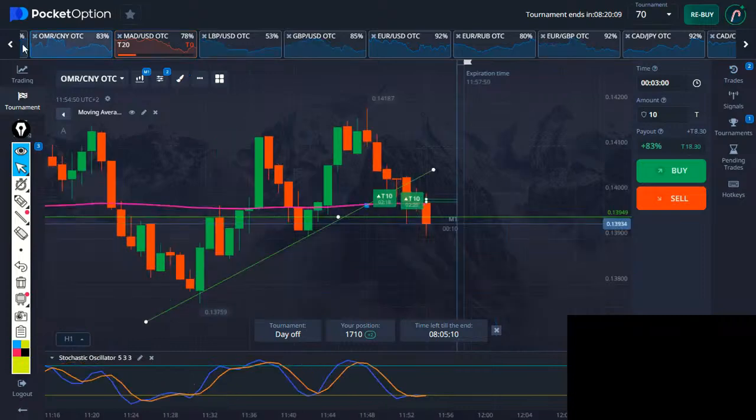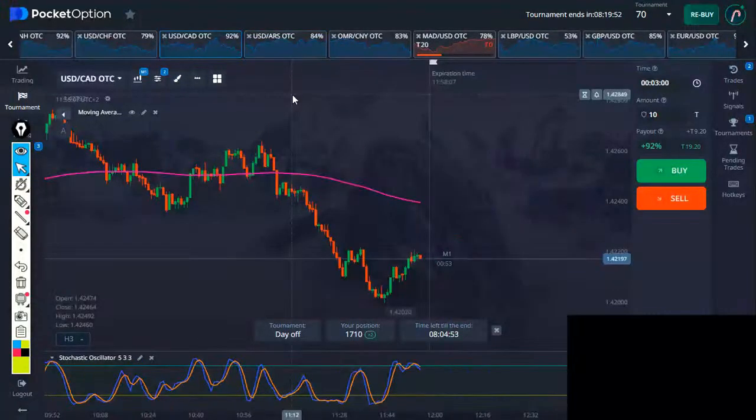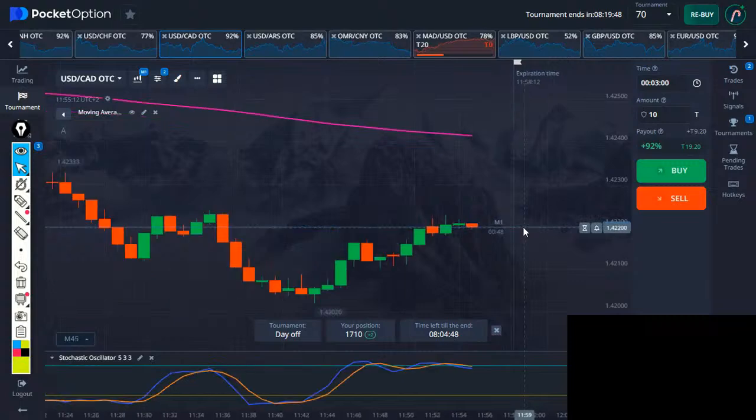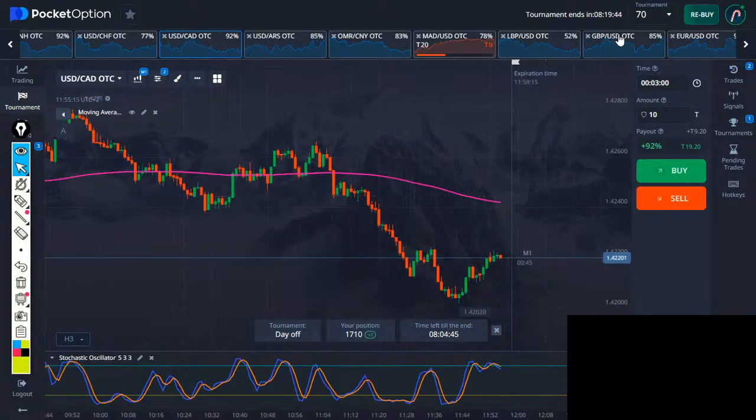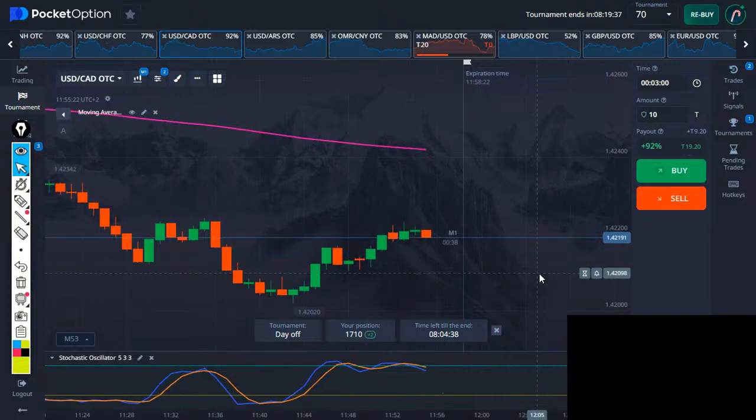So let me find another. So this is nice. This is nice. I'll take three positions on this one for a sell. Since we are trading the tournament, I take additional risks since we are testing, so no problem.